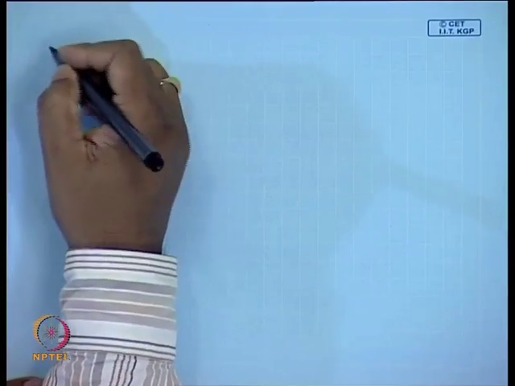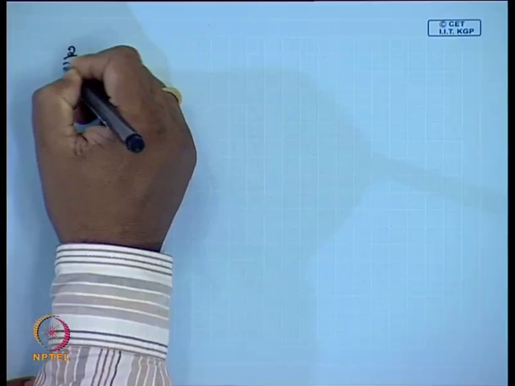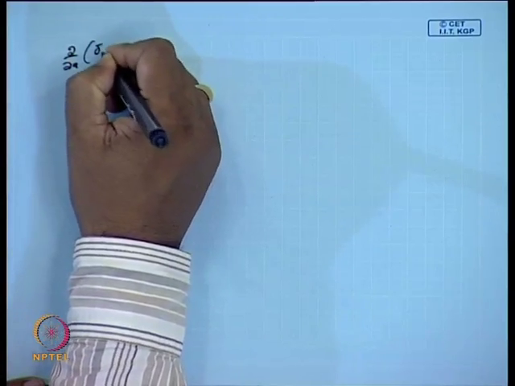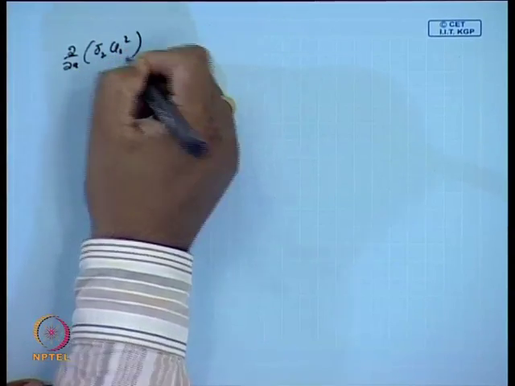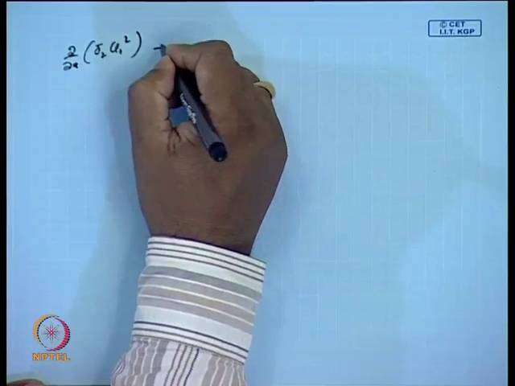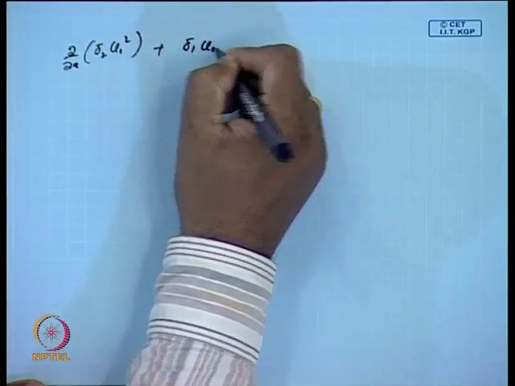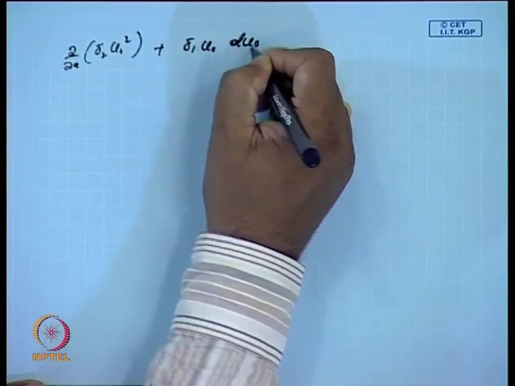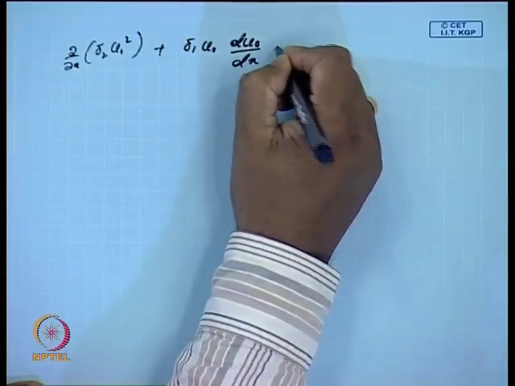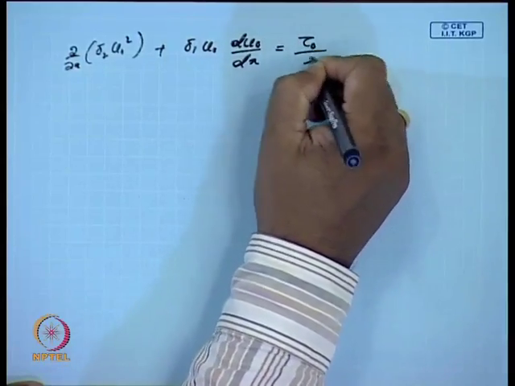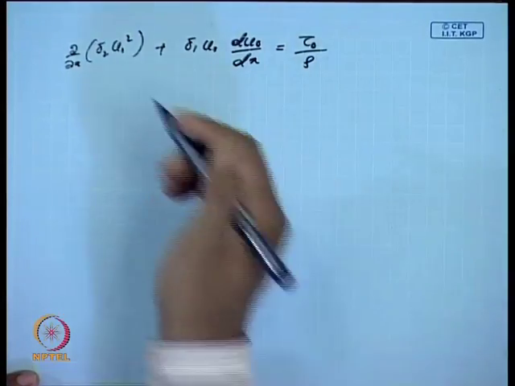two-dimensional boundary layer flow when the motion is steady, and the equation says: ∂/∂x of (δ2 u0²) plus δ1 u0 du0/dx is equal to τ0 by ρ. This is what we derived in the last class.